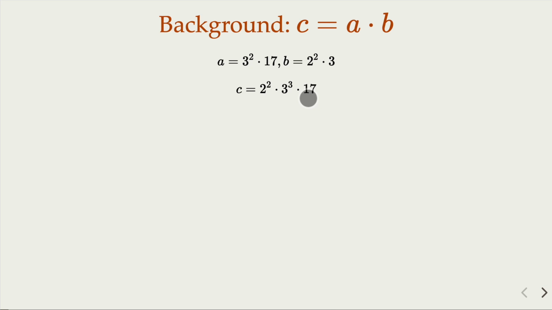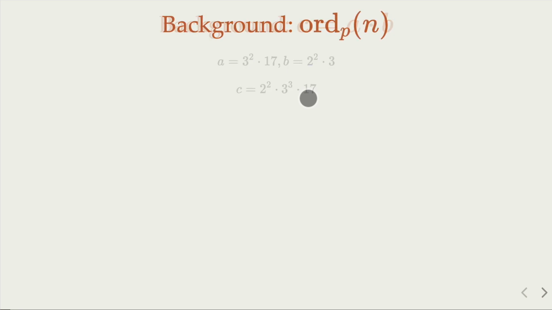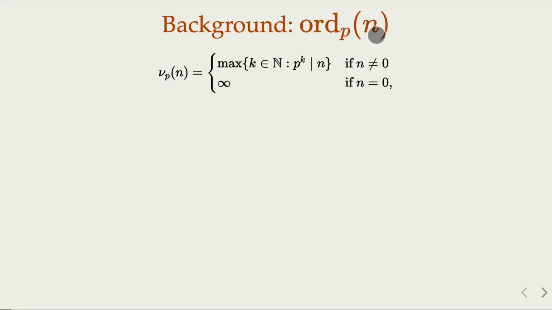From here, what do we know? The exponents of the product are going to be the summation of the individual exponents. That's an important fact that you can use to prove the previous results. Now we introduce a terminology, sometimes called the order of p in the factorization of integer n. Sometimes we use another notation, nu p of n. That is, what is the maximum power p to the k that divides n? This is nothing but the exponent in the prime factorization of integer n.